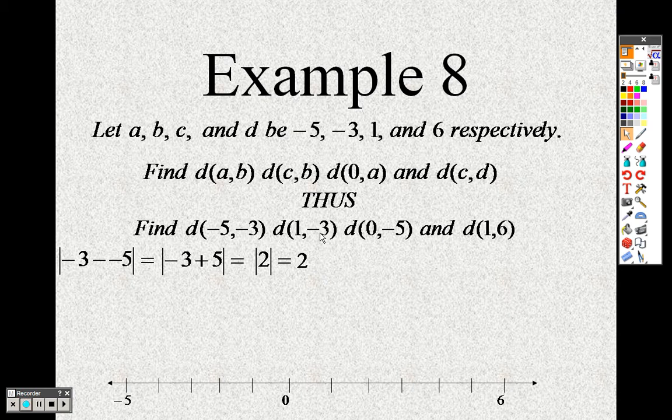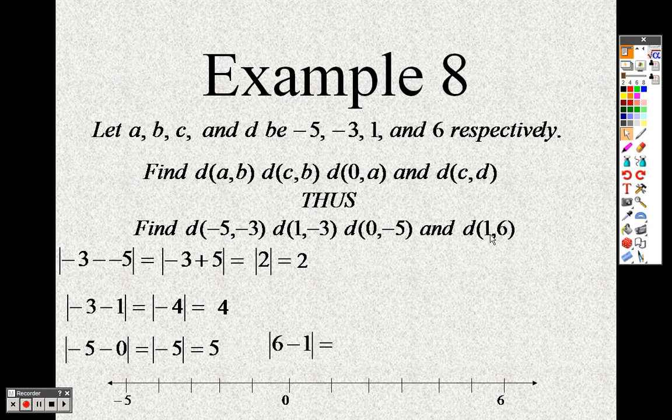So now I need to do this distance. So this would be like saying -3 minus 1. And -3 minus 1 is -4, and the absolute value of -4 is 4. So the distance between those 2 points is 4. Moving on to this one. It would be the second minus the first, so -5 minus 0, which is -5. And the absolute value of -5 is 5. And then last but not least, the distance between 1 and 6. 6 minus 1, which is 5, and the absolute value of 5 is 5.